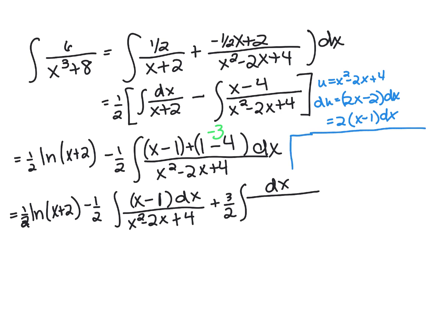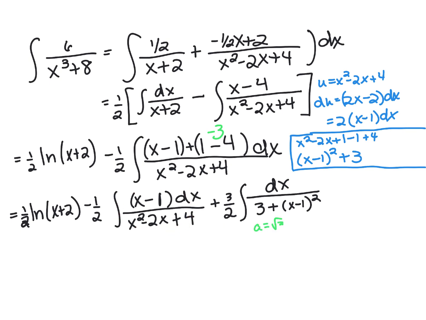All right, over here in my little cheater box, I've got my denominator, but if I take half of the 2 and square it, it's a 1. So I add a 1, subtract a 1, that gives me a perfect square, x minus 1 squared, plus 3. So I'm going to write it that way, and you'll see that this guy is a logarithm. This guy is an arctan, where this is a squared and this is u squared, and du will be dx.